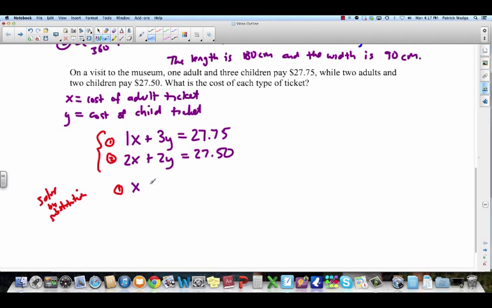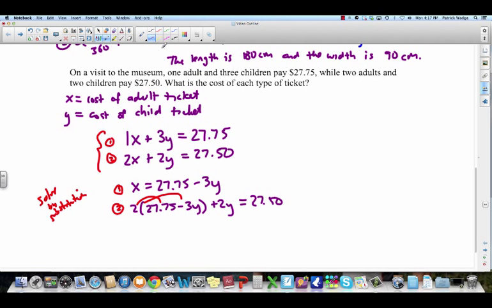And then I have to move the 3y to the other side. So what I'm left with is x equals 27.75, and the 3y moves over and becomes negative 3y. Okay, good. That's what I will now substitute into the second one. So it says 2 times x, but I know x. x is 27.75 minus 3y, plus 2y equals 27.50, and then I solve.